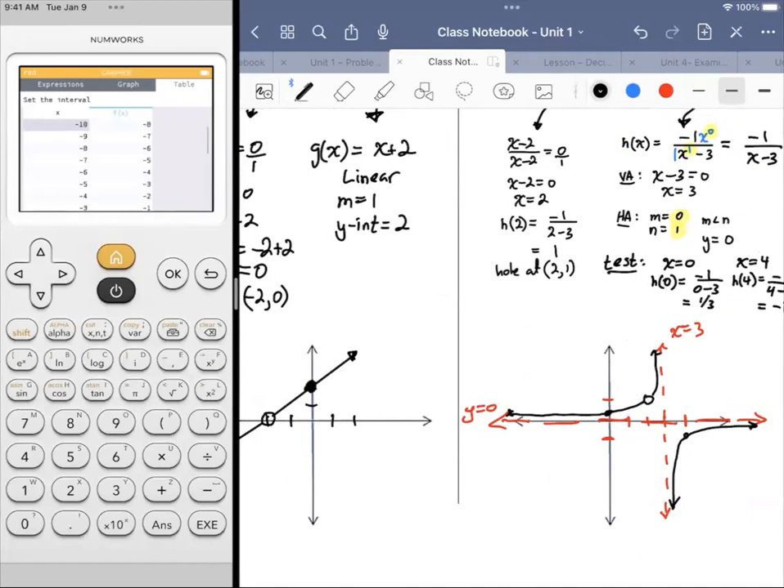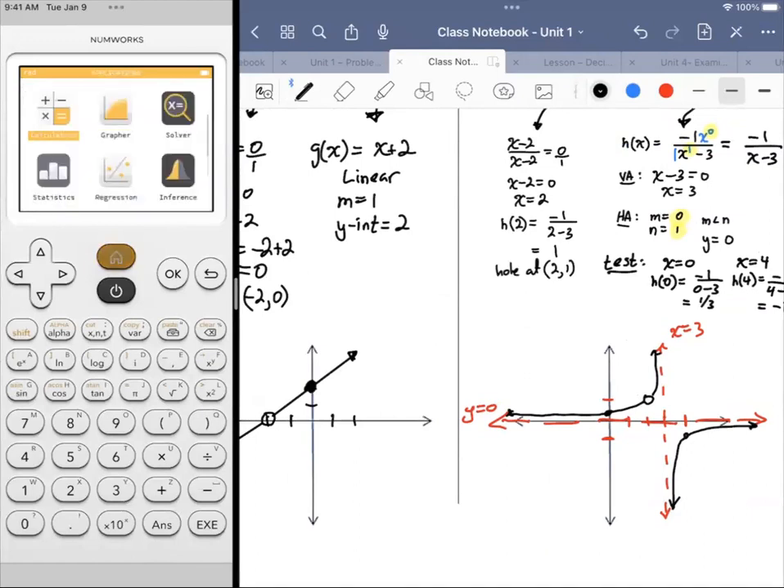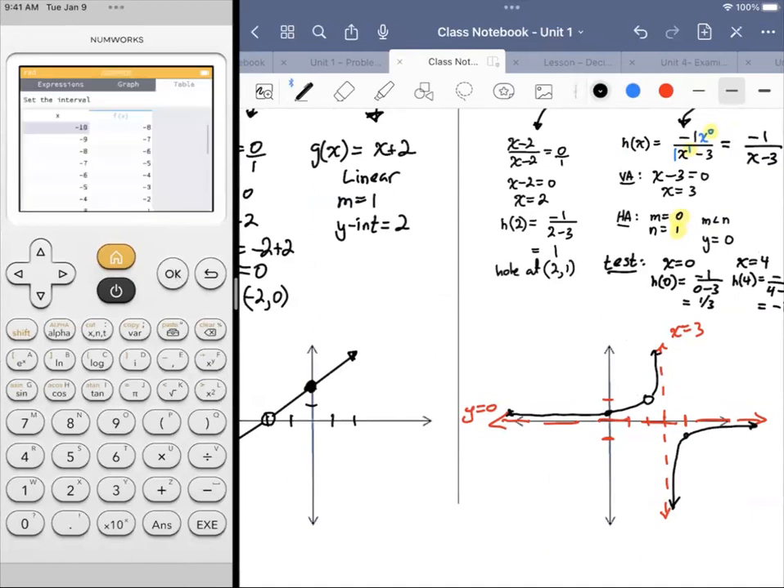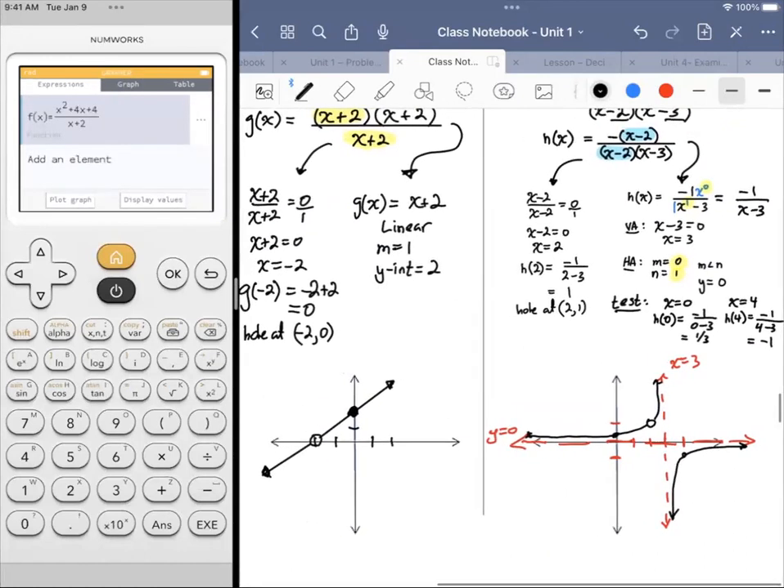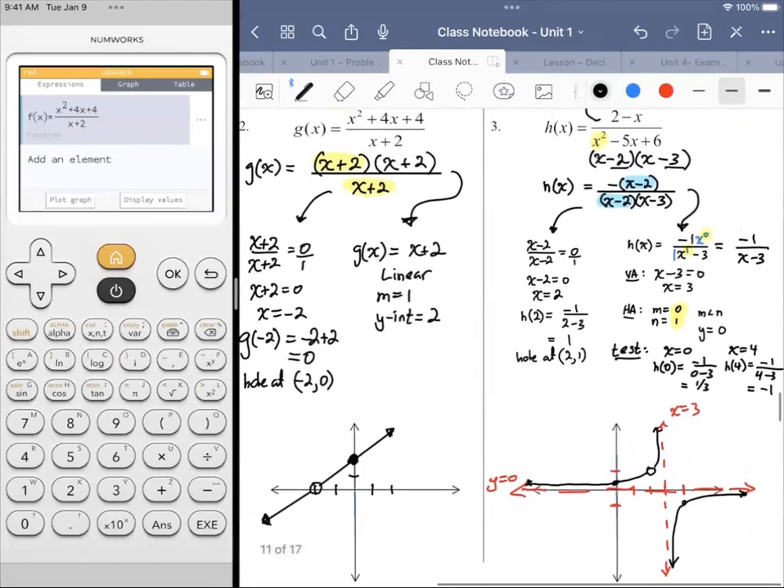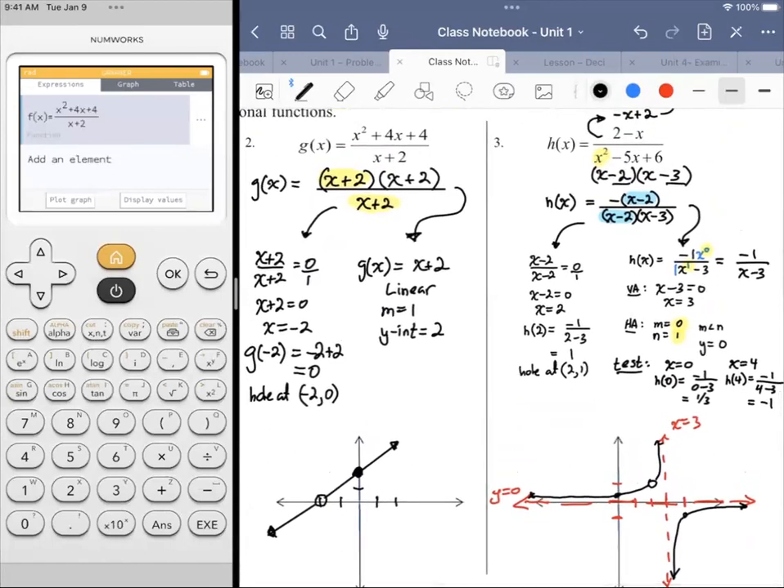And again, we want to verify it. We're in the grapher. Go up to expression and just swap this out for the question that you're being asked to graph. So I'm just going to wipe it out and do it again.